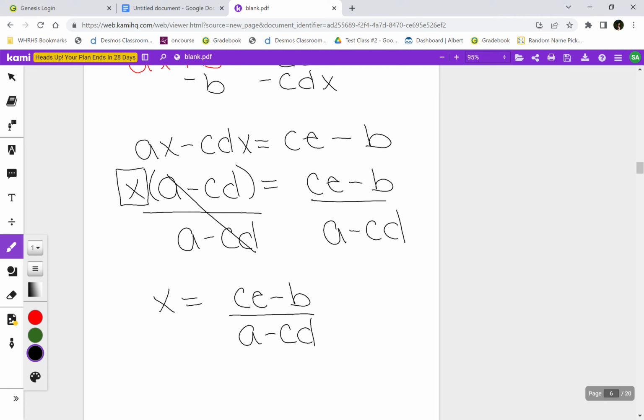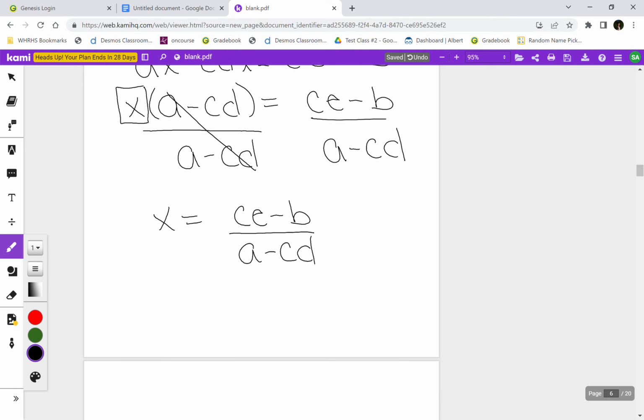I don't believe on this test I ask for restrictions for the literal, but if I did ask for restrictions for the literal equations, what you would do is you would take the denominator, set it equal to 0, and then solve. So a cannot equal cd, right? a cannot equal cd.